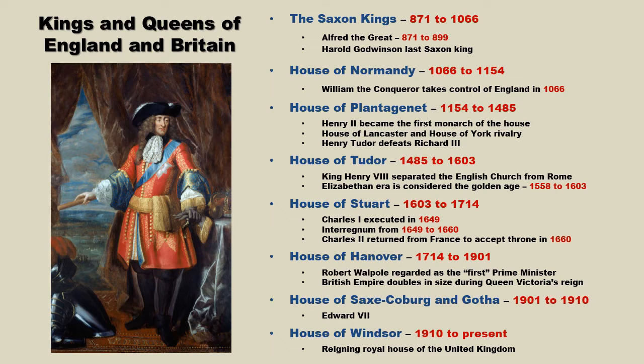This led to the passage of the English Bill of Rights. The bill gave specific constitutional rights to individuals. It also gave Parliament more power over the monarchy.